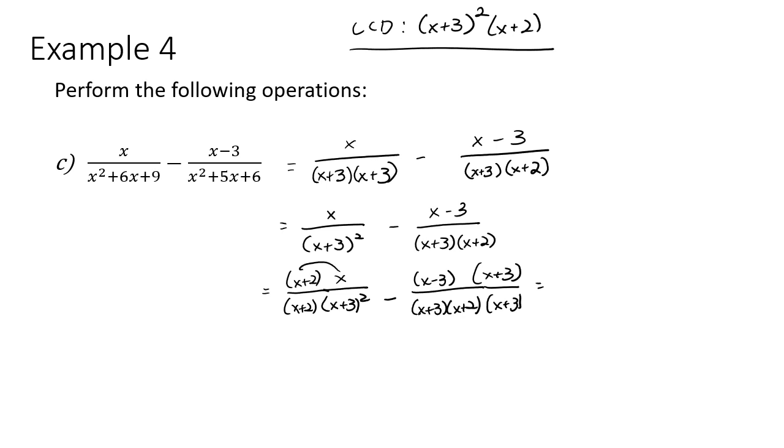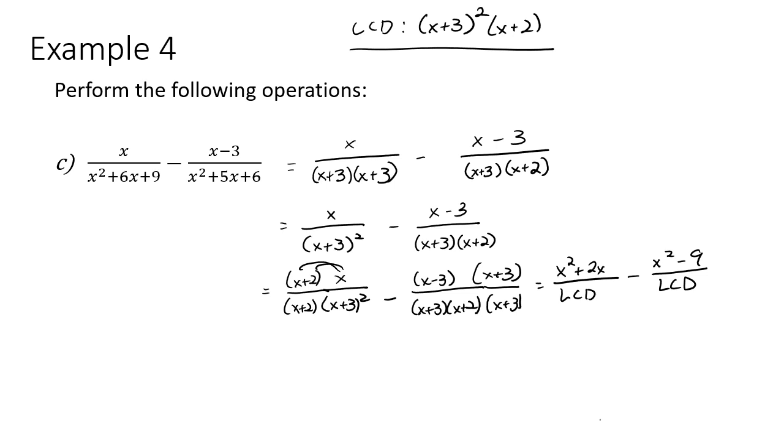For the one on the left, if we distribute through, we have x squared plus 2x over our common denominator. So again, to save a little bit of space, I'm just going to write LCD. Minus the numerator of the one on the right. Those are conjugates. You'd get x squared minus 3x plus 3x, which would cancel. Minus 3 times a positive 3 would be a minus 9. Over the same common denominator, because you have x plus 3 squared times x plus 2.